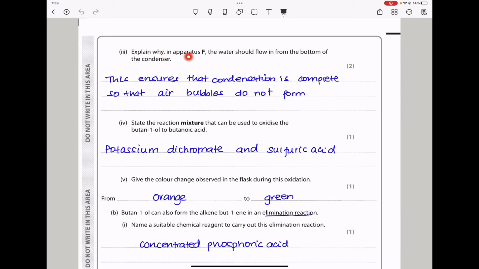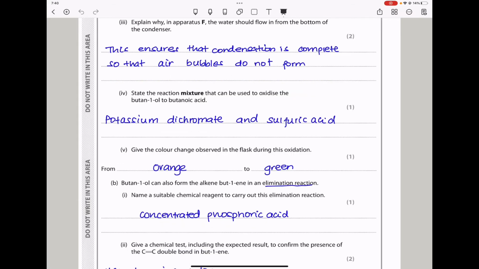Next, they say explain why in apparatus F the water should flow in from the bottom of the condenser. Flowing in from the bottom ensures that condensation is going to be complete, and this is going to prevent formation of air bubbles.